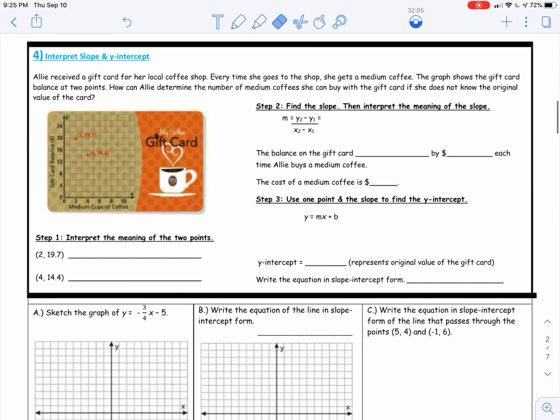All right, guys, here comes the fun part. Looking at a word problem. So how do we apply this to a real-life situation? Let's look at this. Allie received a gift card, and this is actually in your book. If you wanted to turn there, you certainly could, but I have all the information you need here, but this is on page 59 in your textbook. Allie receives a gift card for her local coffee shop. Every time she goes to the shop, she orders a medium coffee. The graph over here on the gift card, you're going to notice on the side of the gift card here, they actually have a little gridded graph here for us. The graph shows the gift card balance at 2 points.